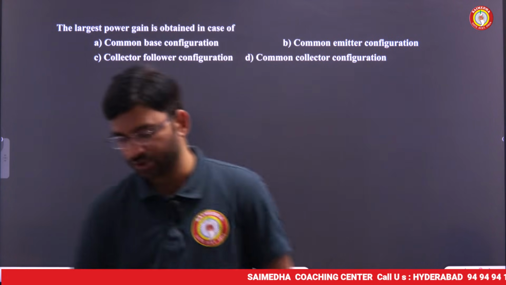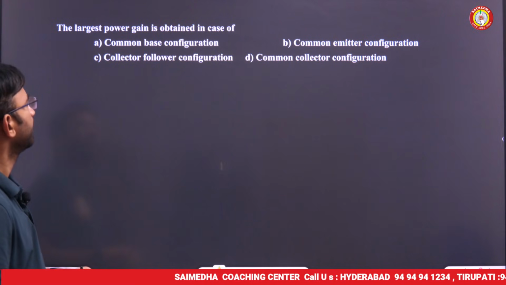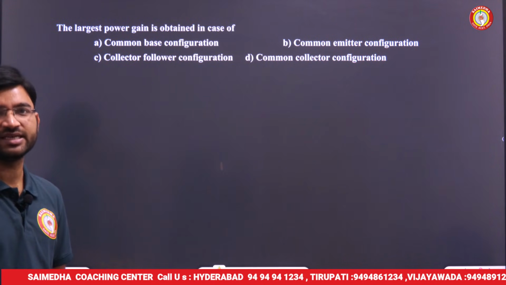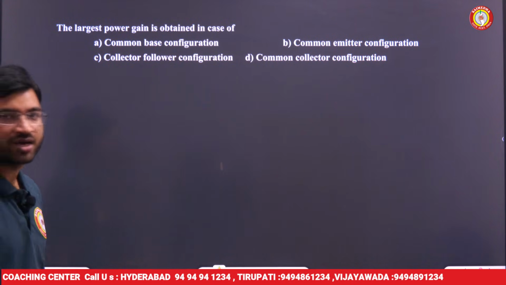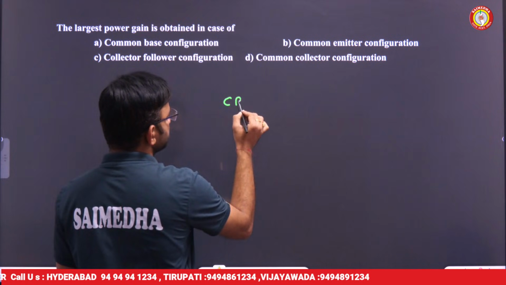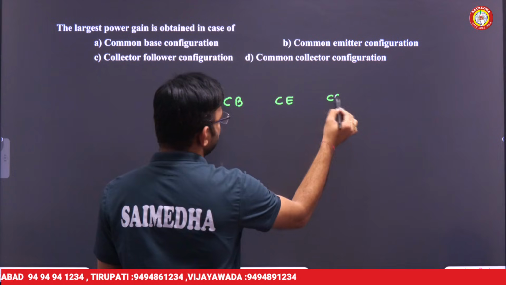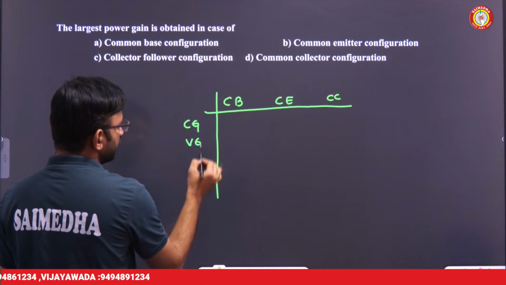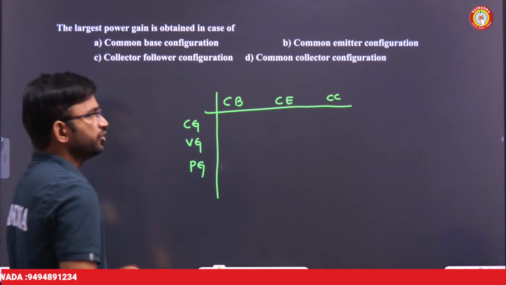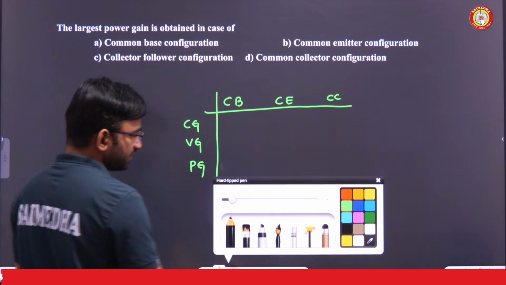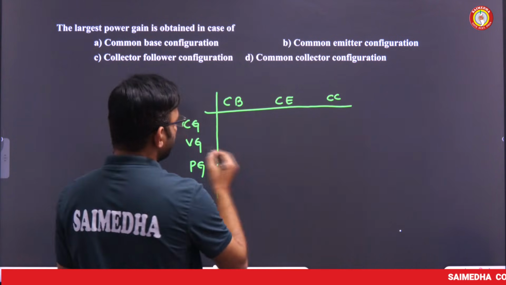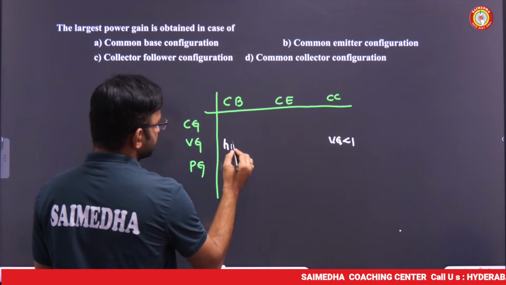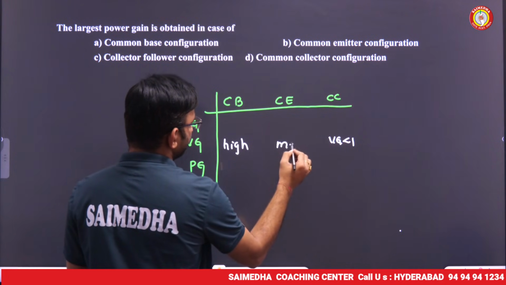Next one, the last question. The largest power gain is obtained in case of which configuration? You already know, these are the common base, common emitter, and common collector configurations. Consider current gain, voltage gain, and power gain. For common base, voltage gain is high and current gain is approximately less than 1. For common collector, voltage gain is less than 1 and medium.